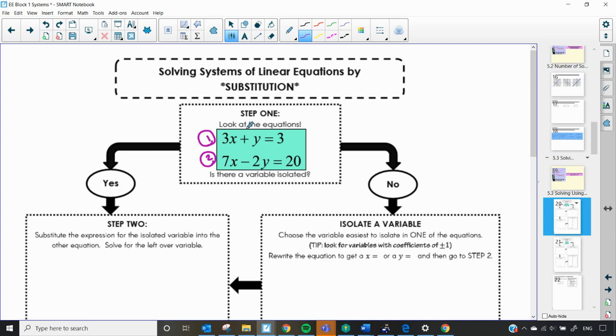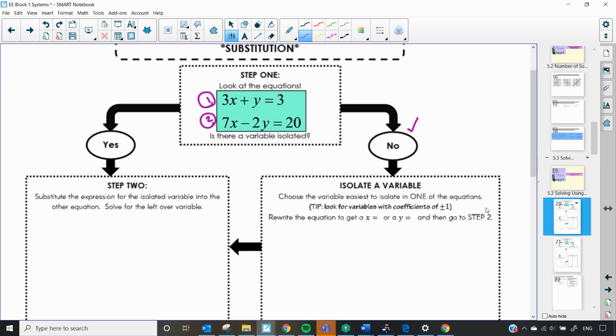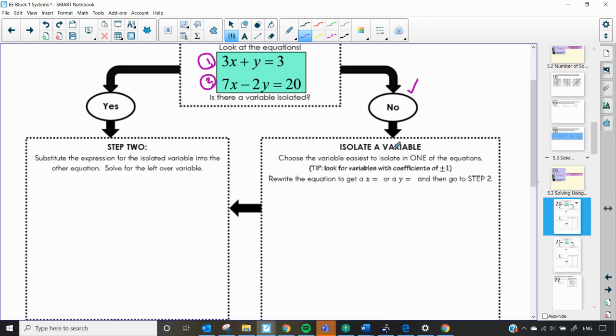All right, so using this flowchart, the first thing we want to do is look at our equations and ask ourselves, is there a variable isolated? In this case, there is no isolated variable, so that means no. So we're going to go to this side of the chart here.